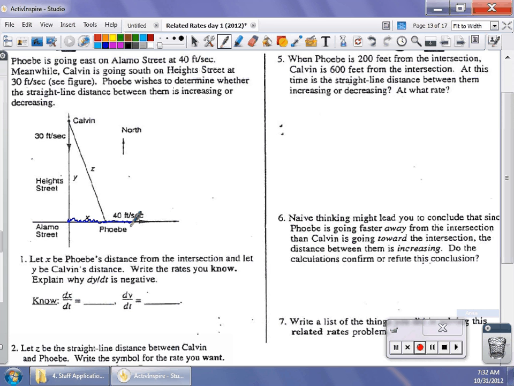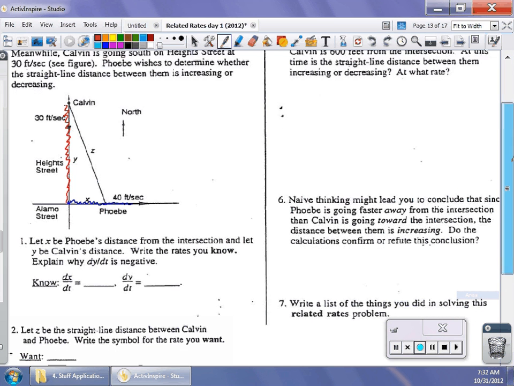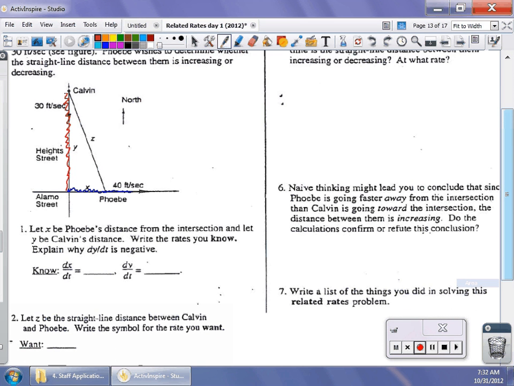Then we have Calvin, who is traveling southward. So he's traveling in the y direction, and he's traveling at 30 feet per second. So the first thing it tells us to do, and this sheet is basically going to walk us through the process: let x be Phoebe's distance from the intersection, and let y be Calvin's distance. Write the rates that you know and explain why dy/dt is negative.